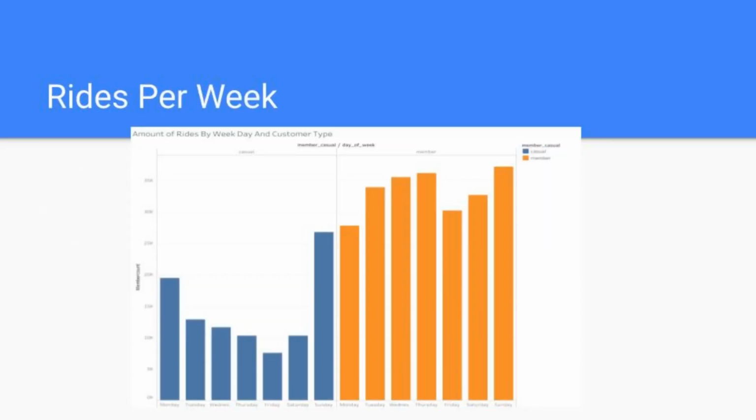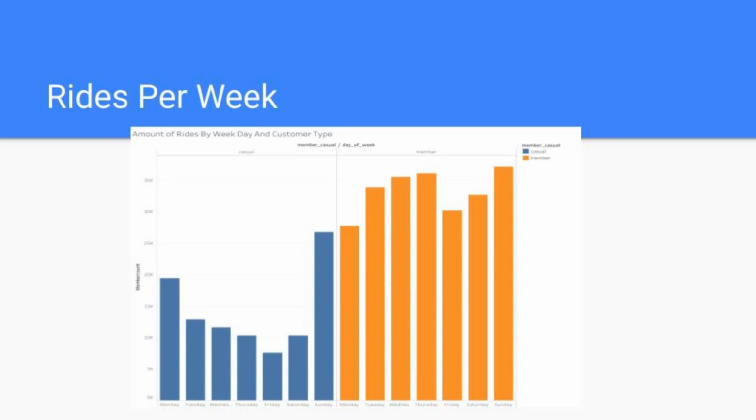Now diving into our first visualization, we're going to be looking at the amount of rides by day of the week. Looking at the graph, on the left-hand side in blue, that represents the casual riders. On the right-hand side in orange, that represents the members. For the casual riders, the bike usage remains relatively low throughout the week, but on Saturday the usage starts creeping back up a little bit. And on Sunday, the usage skyrockets.